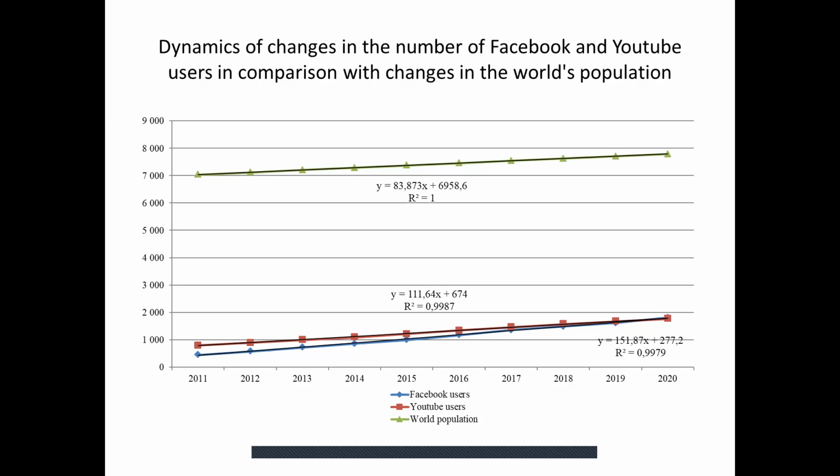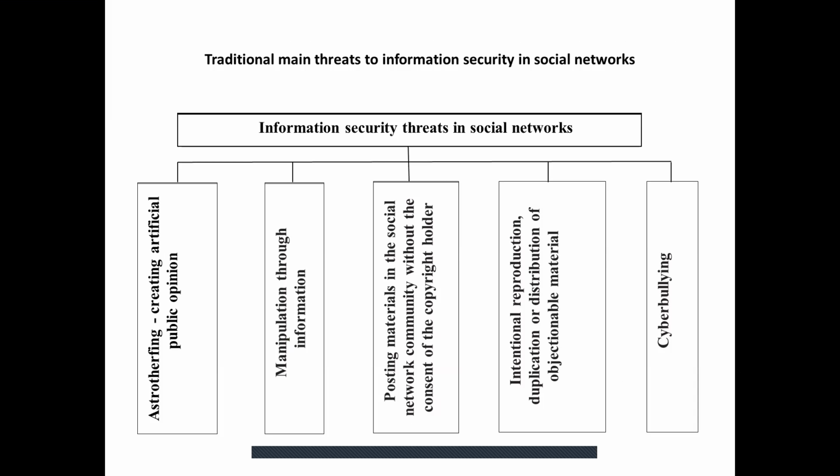Information security threats are of a different nature and can be implemented using special software or technologies that are inaccessible to the vast majority of users of social networks due to their lack of appropriate professional competence. The traditional list of main threats to information security in social networks is shown in this figure.